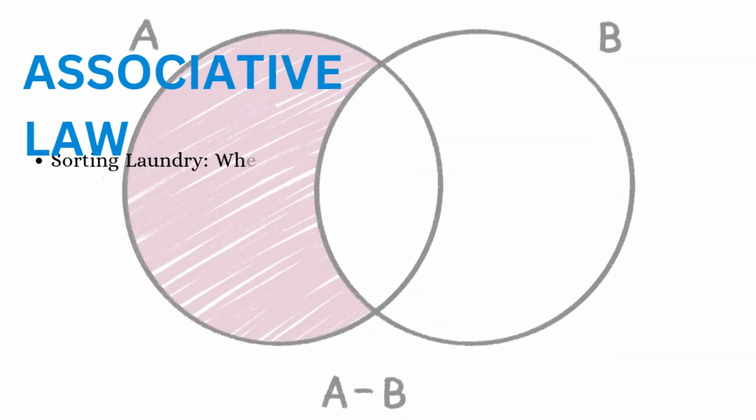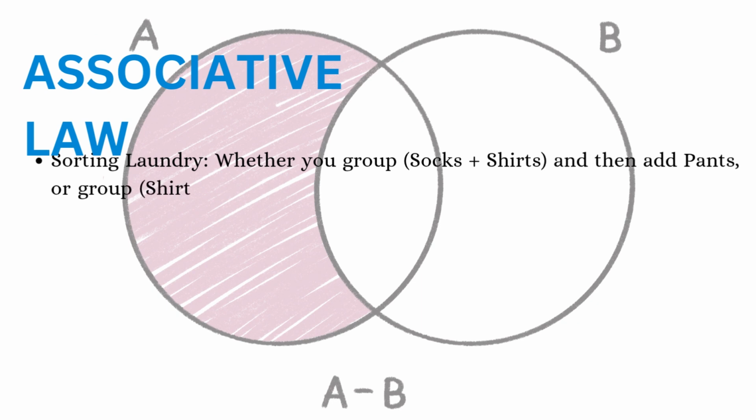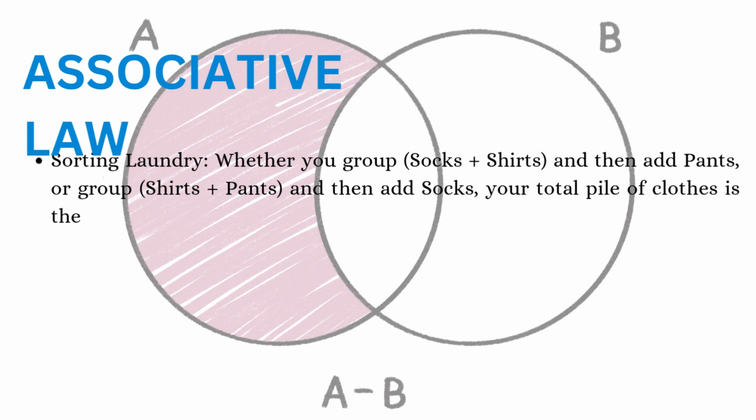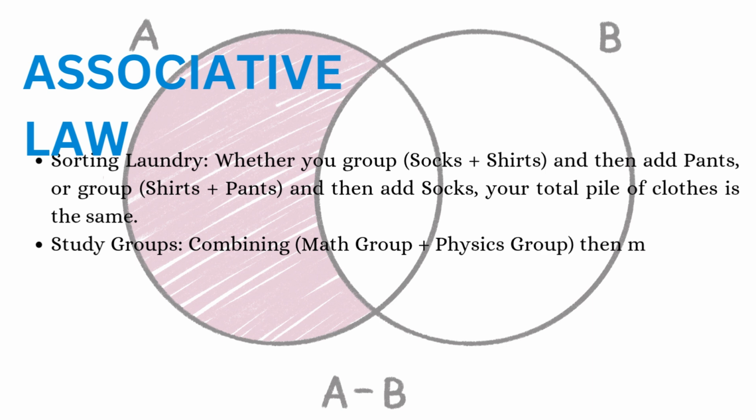Associative. The way you group them doesn't matter. Simple. Adding A to B union C is the same as adding A union B to C. To see some examples, sorting laundry. Whether you group socks plus shirts and then add pants, or group shirts plus pants and then add socks, your total pile of clothes is the same.